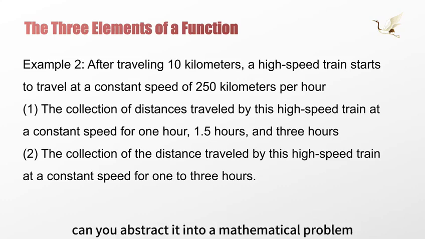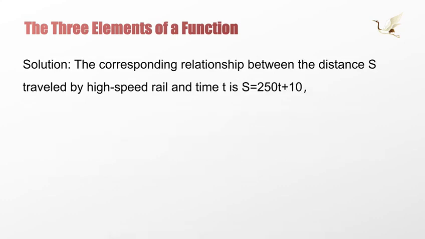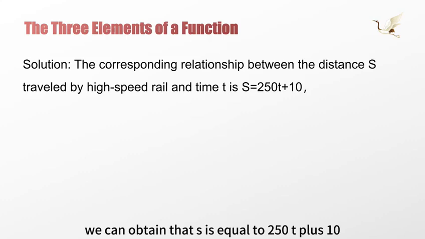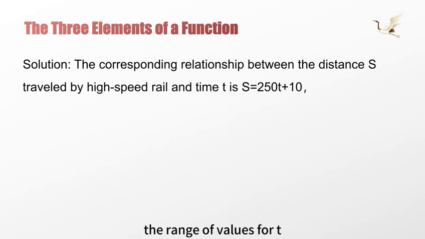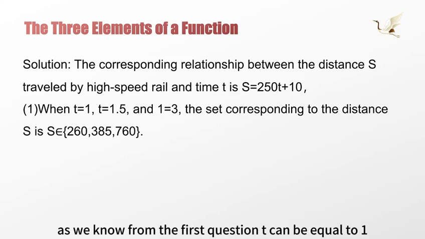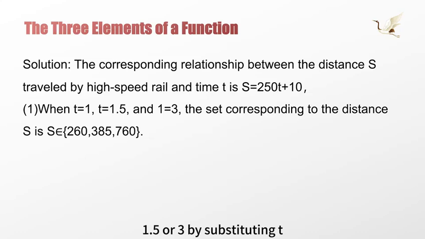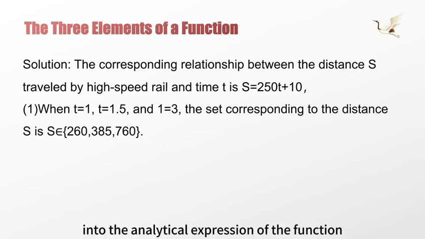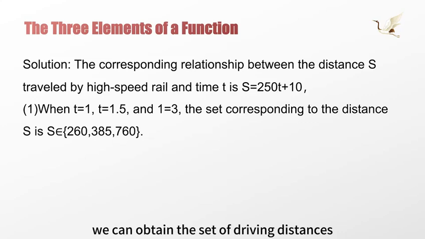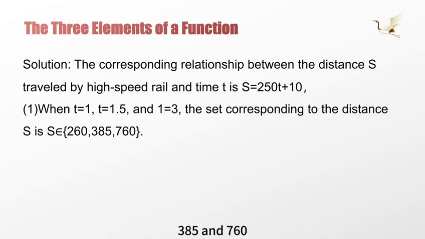Can you abstract it into a mathematical problem? What should be the corresponding relationship between the distance s traveled by high-speed rail and the time t? According to the question, we can obtain that s is equal to 250t plus 10. So in the first question, the range of values for t is actually the domain of my function. As we know from the first question, t can be equal to 1, 1.5, or 3. By substituting t into the analytical expression of the function, we can obtain the set of driving distances. The set consisting of 260, 385, and 760.